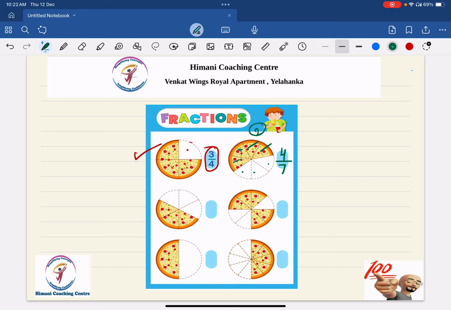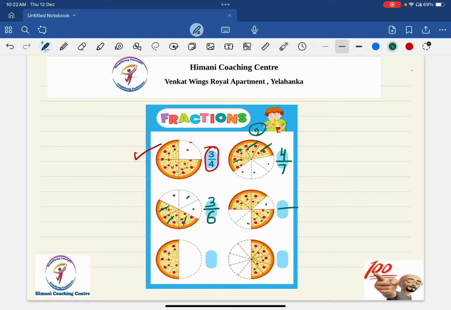Okay, now kids, let us do. So 1, 2, 3, 4, 5, 6. Total 6 equal parts, 6 comes down. How many parts selected? 1, 2, 3. So 3 by 6.